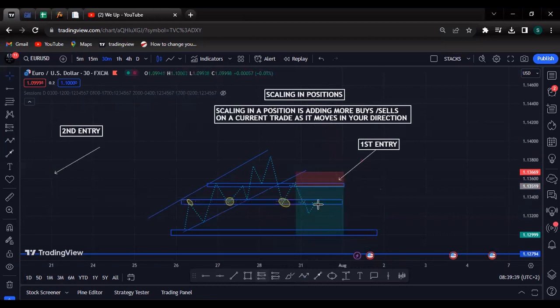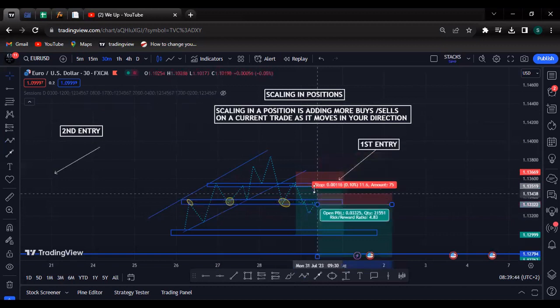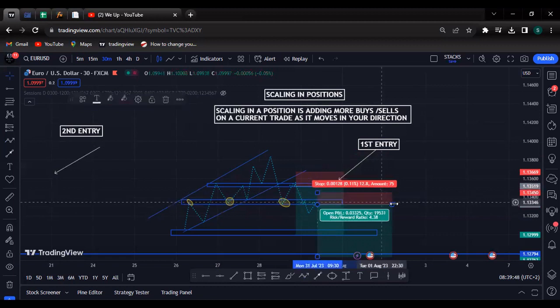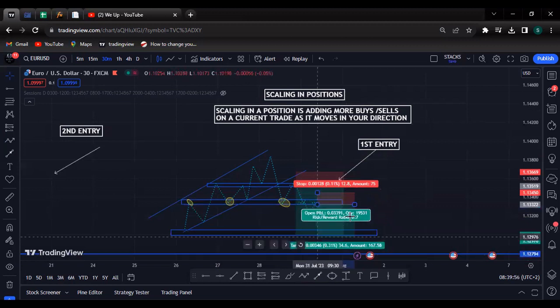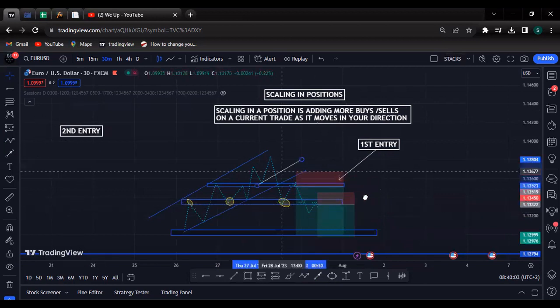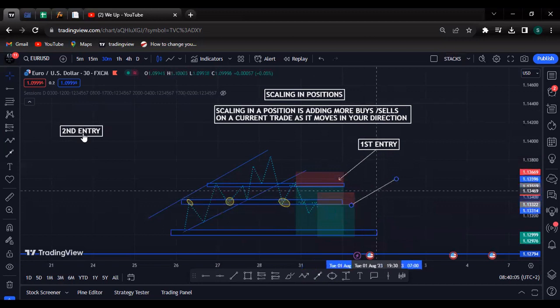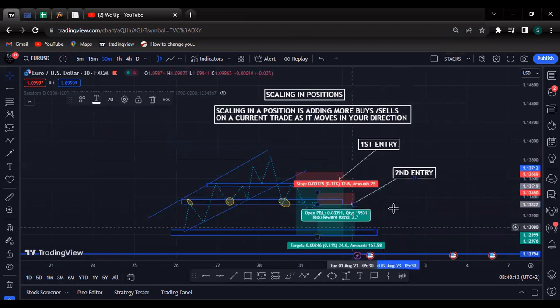So at the retest, we enter sells with our stop loss just above here. We do this here. The take profit will still be the same. So this would be our second entry. This right here would be our second entry, as you can see.